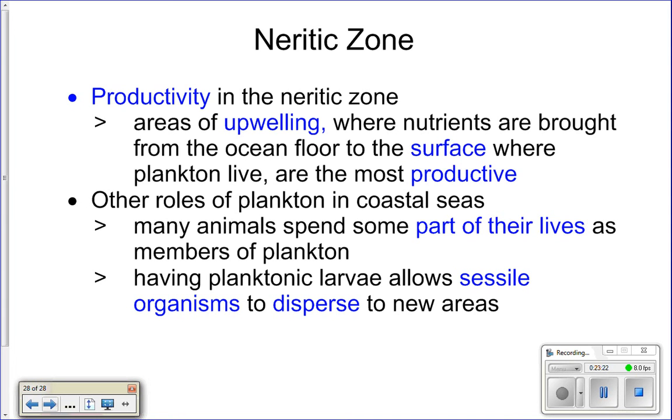So how much phytoplankton can be produced in the Neritic Zone will be affected by upwelling, right? So if you have upwelling, you'll get even more nutrients, which means even more phytoplankton, which means even more animals. And then this Neritic Zone is going to be important for different animals, particularly like sessile creatures will spend part of their life as plankton, okay, in the Neritic Zone. Okay, so there'll be meroplankton in the Neritic Zone. Okay, and that allows for these sessile creatures to disperse to other places. So that's one of the reasons why it's important.